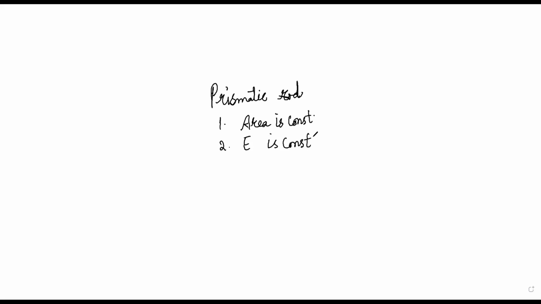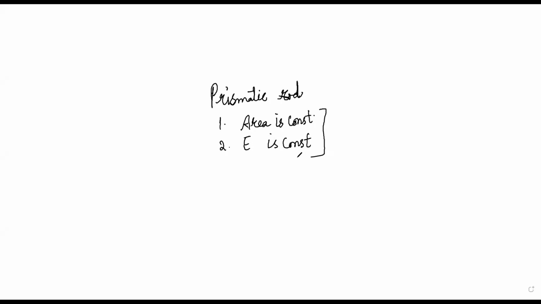Let's suppose we have a structural member, and this structural member happens to be in the form of a rod. Let's suppose we have a prismatic rod. A prismatic rod, or we often say prismatic element, is one in which two things are constant. First of all, area of cross section is constant, as well as Young's modulus of elasticity is also constant. This is one way of calling a rod a prismatic rod.